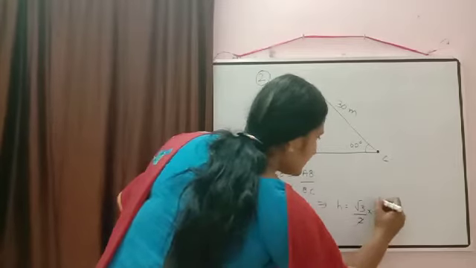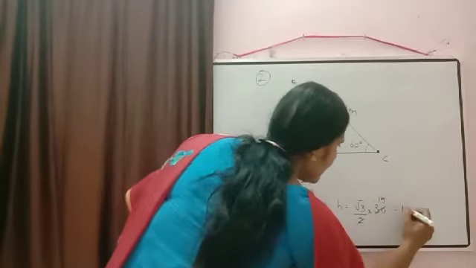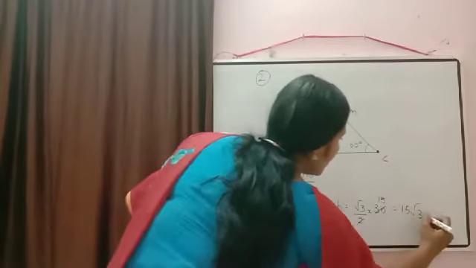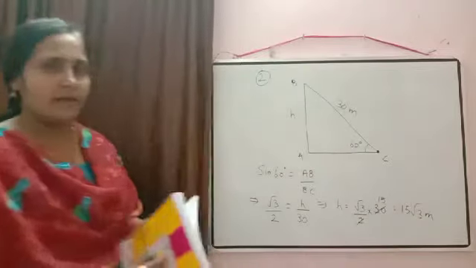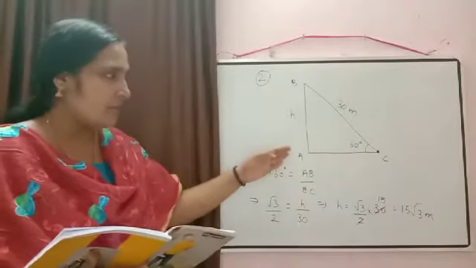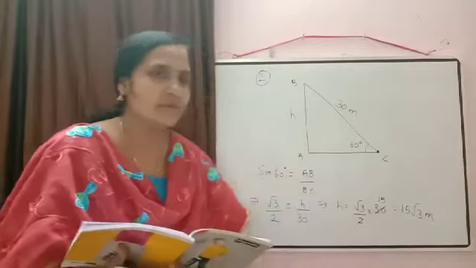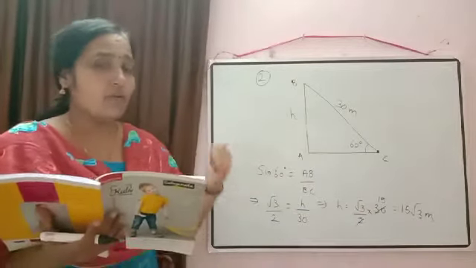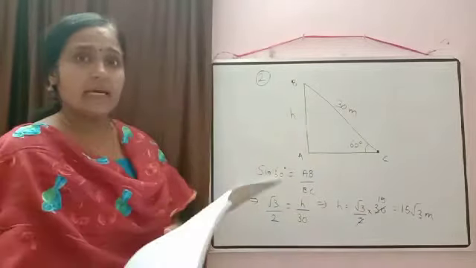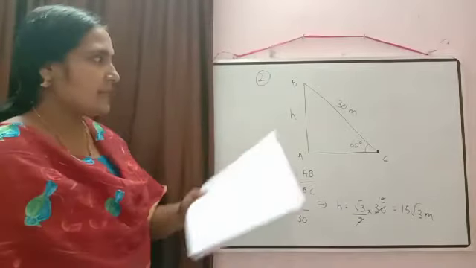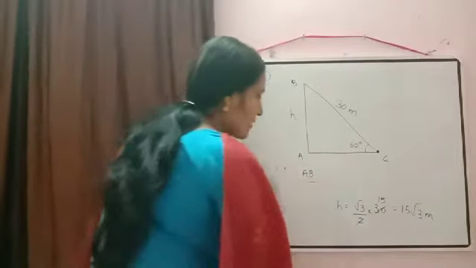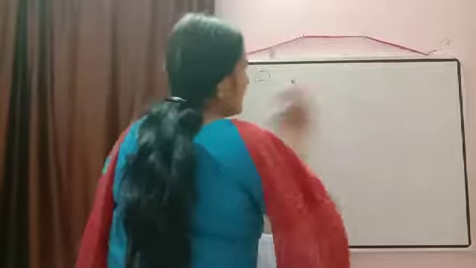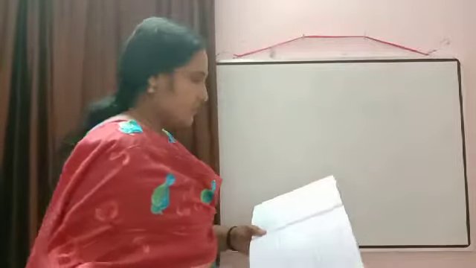These 2 and 30 will get cancelled. Then we will get 15 root 3 meter. So here we are getting the height of the pole is equal to 15 root 3 meter. Again, don't forget to write down the answer statement. So I think now it is clear how to draw the diagram. Okay. Now just to check the next question.